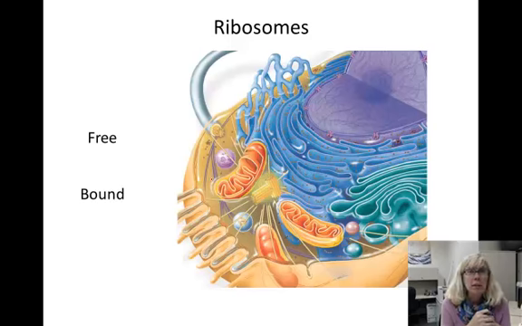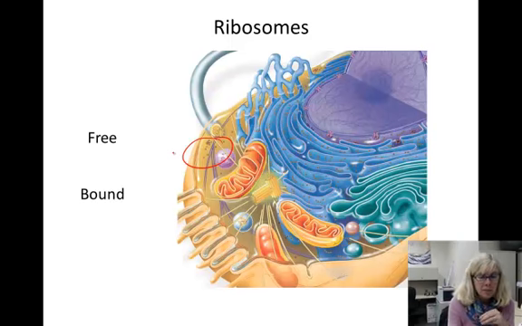Ribosomes are found in two main locations. They can either be free in the cytoplasm, seen as little brown dots there. Some free ribosomes, once they bind to mRNA and begin protein synthesis, are then escorted to the rough ER and bind there. These are called bound ribosomes.